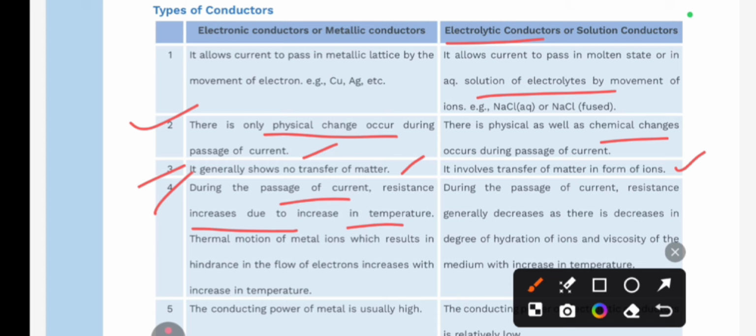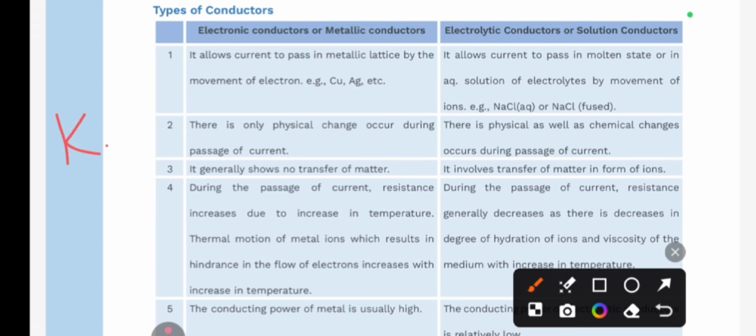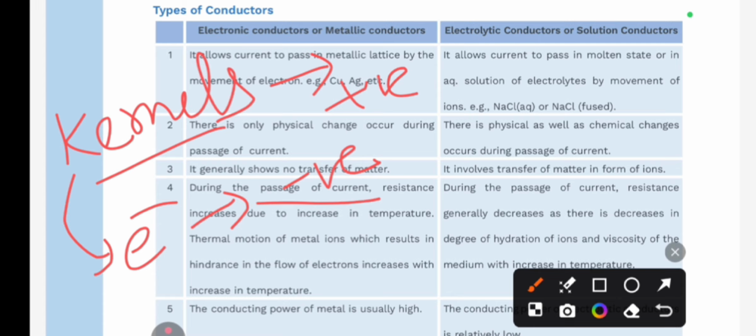Why? If you increase the temperature, in metals two things are present, kernels as well as electrons. Kernels carry a positive charge, and electrons carry a negative charge. If two opposite things come together in the same area, then on increasing the temperature both will move in opposite directions and they will hinder the motion of each other. As a result of this, the passage of current will decrease.